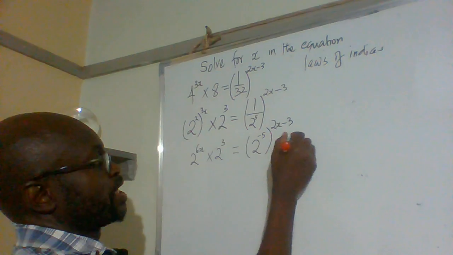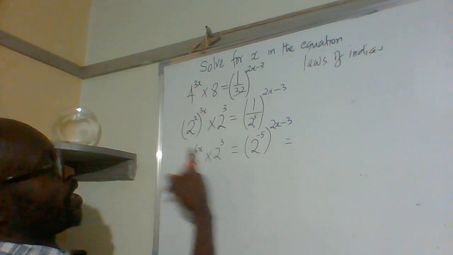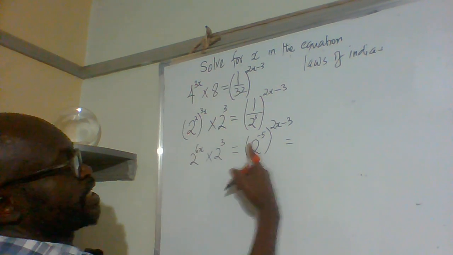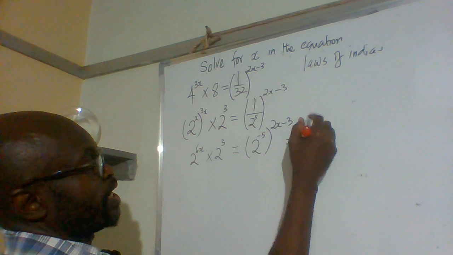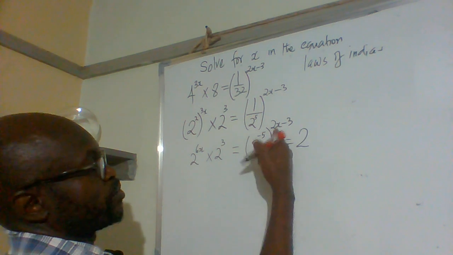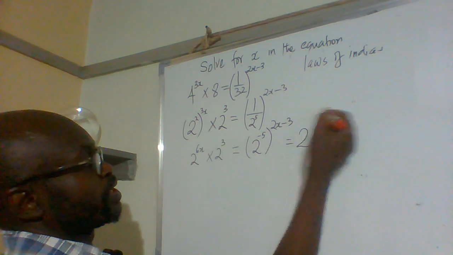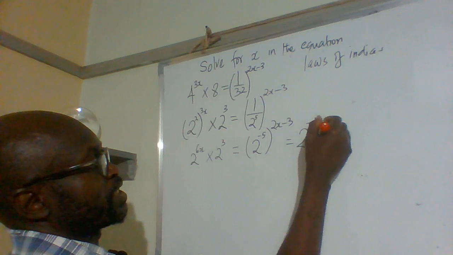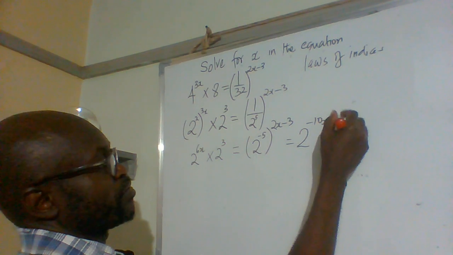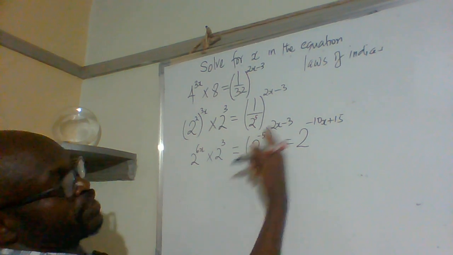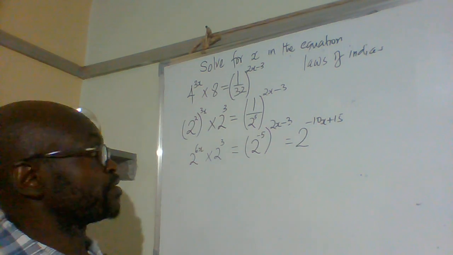minus 3, which again, when we apply the power law that we applied in this case, is the same as 2 power, now negative 5 times 2x minus 3, which in this case will be negative 10x, and then plus 15. Negative 5 times negative 3 is positive 15.